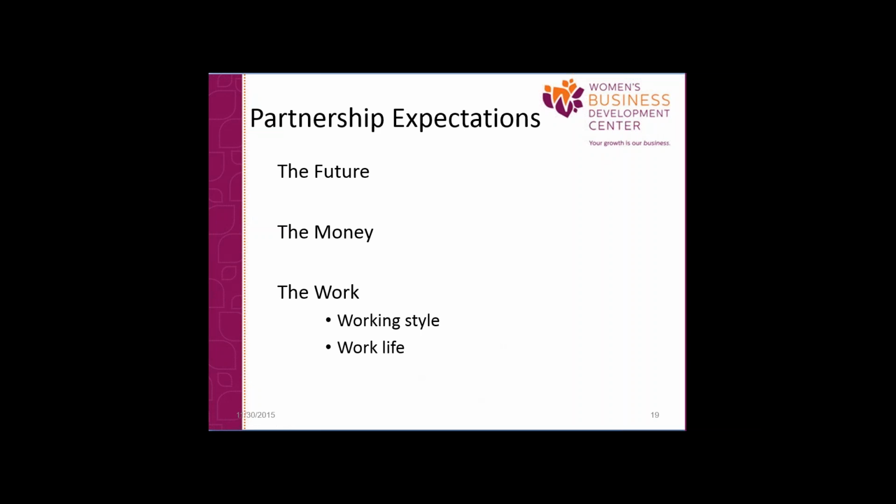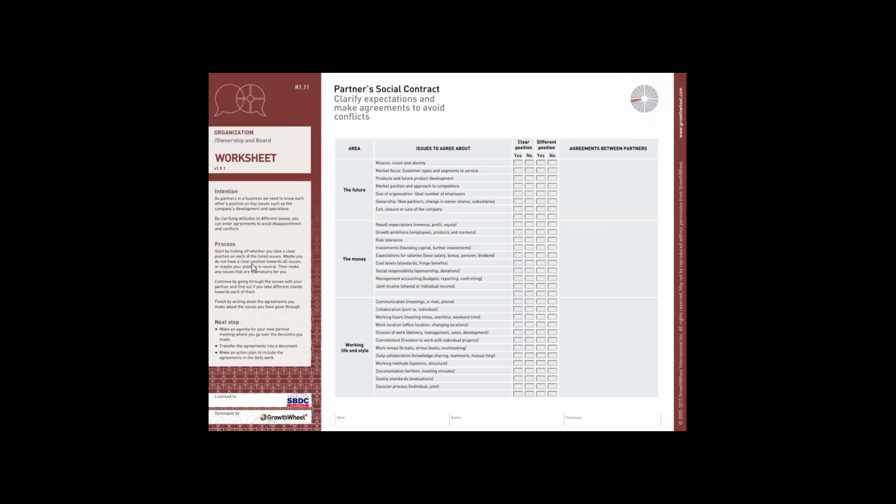Okay, so let's look at the final tool. This is the partner social contract. Here, this is an example of things that you may want to consider when you're going to clarify expectations and to help you draw up a meaningful contract that works for both of you. Clearly, the areas are the future, the money, and the work and lifestyle, like we just talked about. So again, let's look at the why.